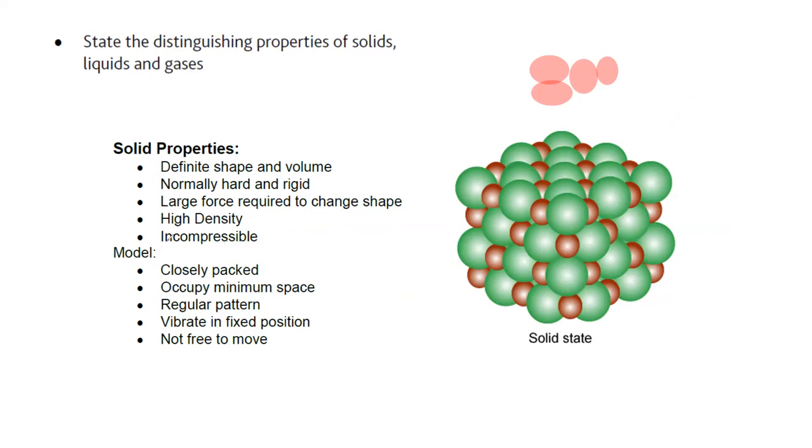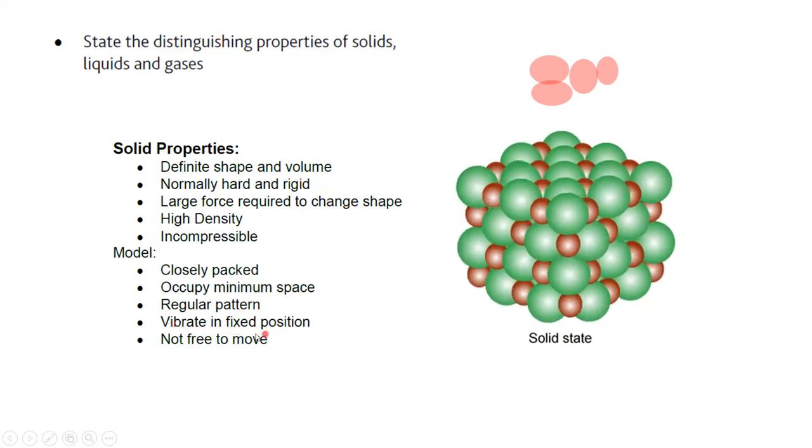And in a solid, we find close packing. The term close packing means the particles are very close to each other and occupy the minimum, small space. They have a regular pattern, a regular arrangement. For example, here this is showing a lattice. A regular arrangement of particles is known as a lattice. You can see here, first a green particle, then a brown, then green, then brown, then green, then brown, then green, brown, and then green. So there is a regular arrangement, a regular pattern of the particles.